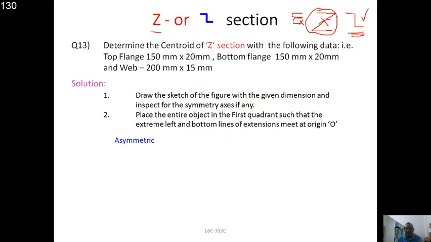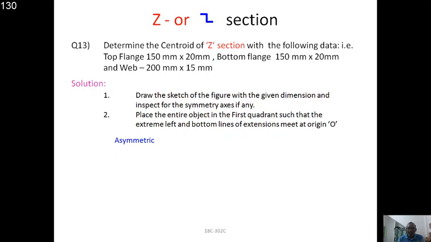This is the data given. Top flange is 150 mm by 20 mm. That means this is the top flange, 150 by 20 mm, and this is the bottom flange, right? And web is this one. So this is the web. So using all these dimensions, we are going to calculate the centroid position of the Z section.